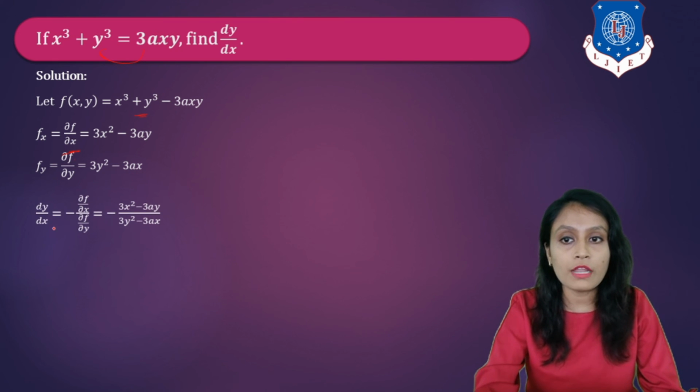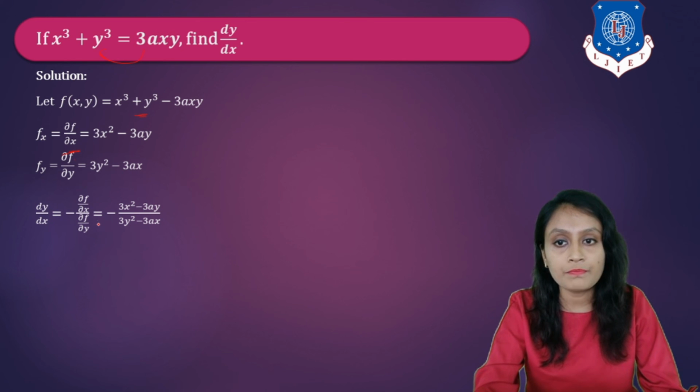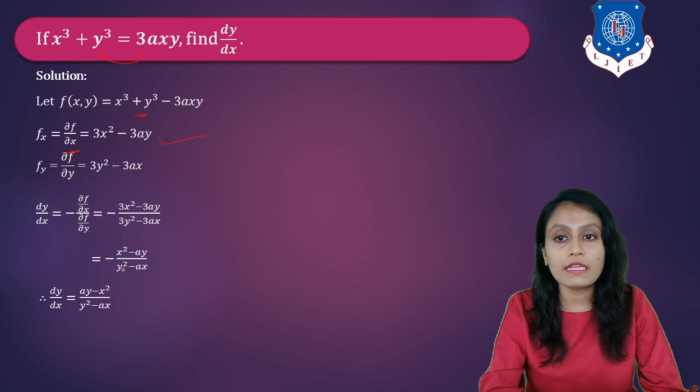Now the formula for implicit function is what? Dy by dx is equal to minus fx upon fy, which is the answer of del f by del x, that is 3x square minus 3ay. Just substitute both the answers, and you will get the final answer by taking 3 common and cancelling out. Bring this minus inside, so the final answer for dy by dx is equal to ay minus x square upon y square minus ax.